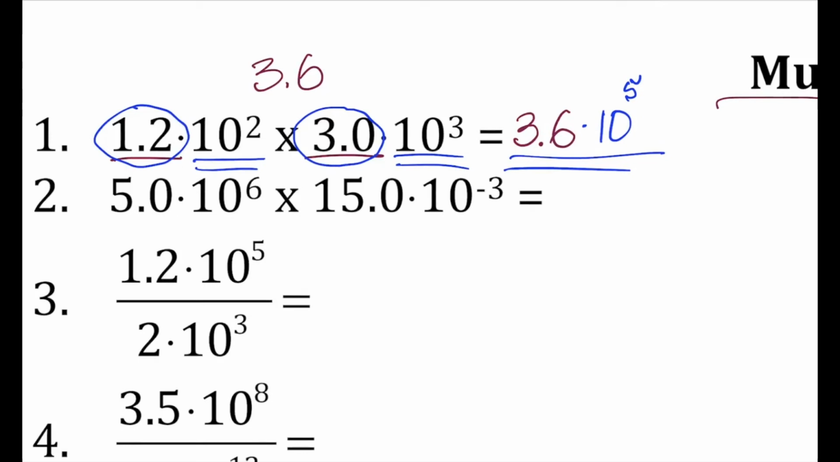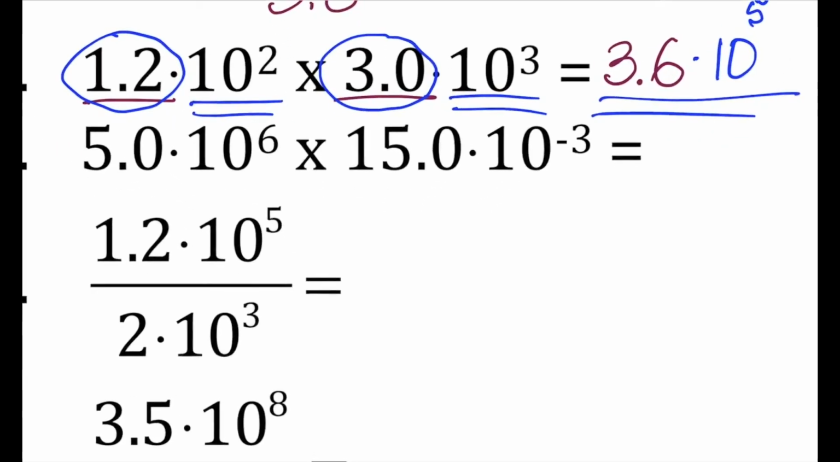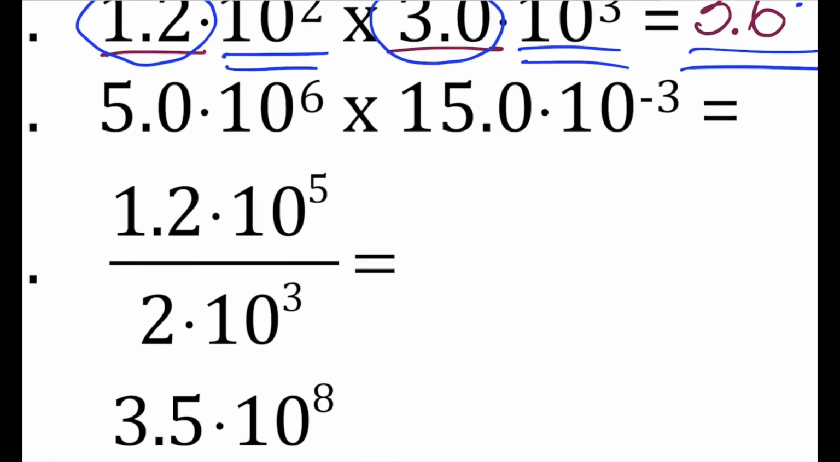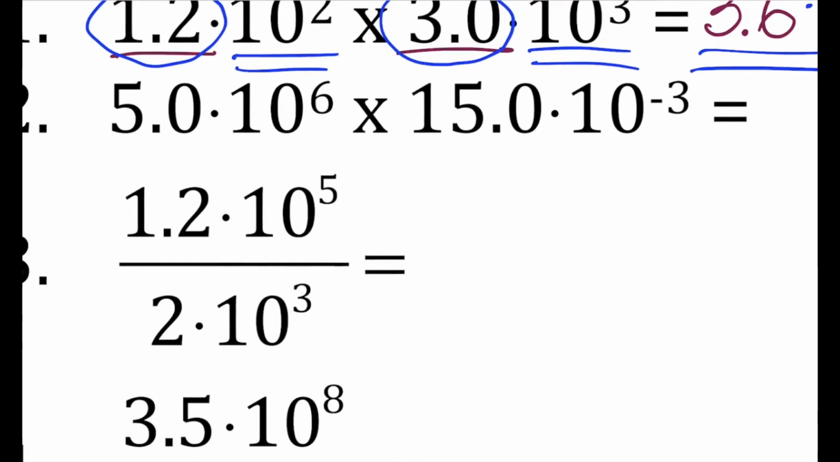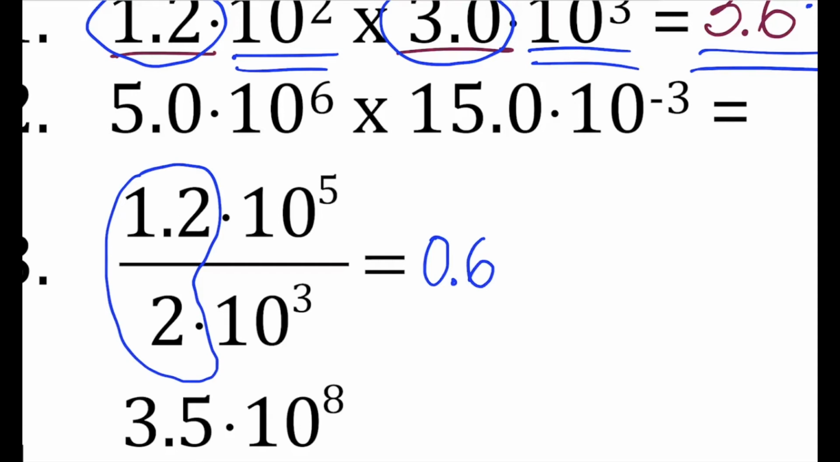You can do the next one, and I'm going to look at the division, which is number 3. So here I have 1.2 times 10 to the fifth, divided by 2 times 10 to the third. So I'm going to look at these. 1.2 divided by 2 is 0.6. So it's 0.6. Now 10 to the fifth divided by 10 to the third is 10 to the second. So 0.6 times 10 to the second.